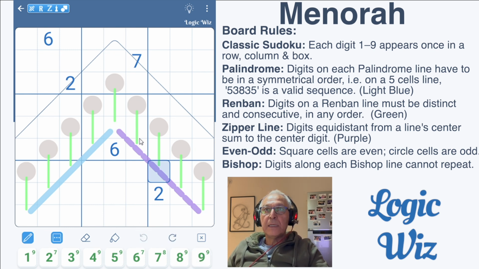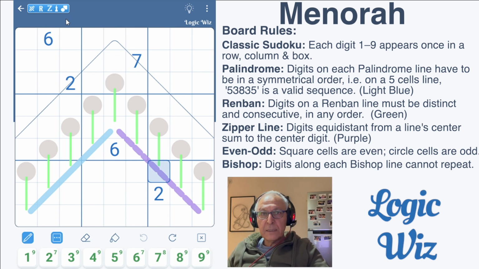The next variant is the bishop. It's a line over here. All the digits on a bishop line have to be distinct digits. We have here a bishop line of length 9, so it means that all the digits from 1 to 9 have to be on the line.